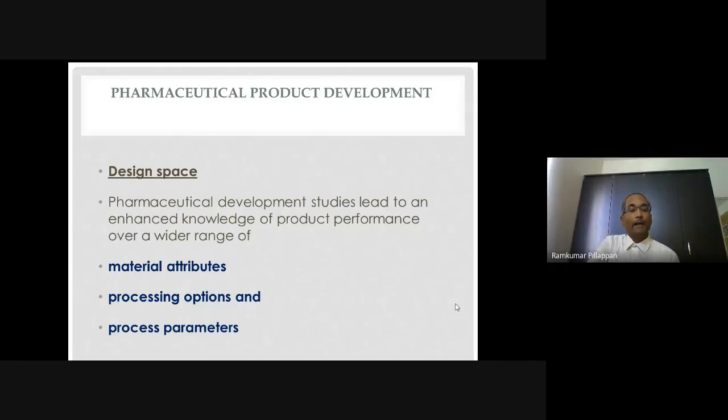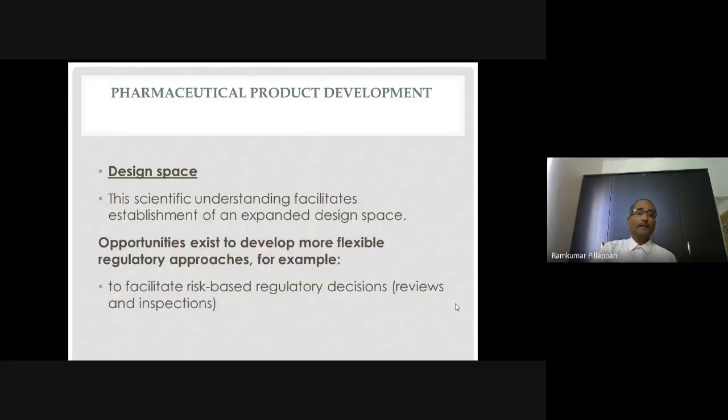Then of course the parameters. The parameters mean, in spray drying or in pan coating, how much spray rate per minute matters, what the droplet size is matters, what the inlet air temperature is matters. So these are all process parameters critical for a good quality coating. So the design space provides a lot of opportunity to have more flexible regulatory approaches.